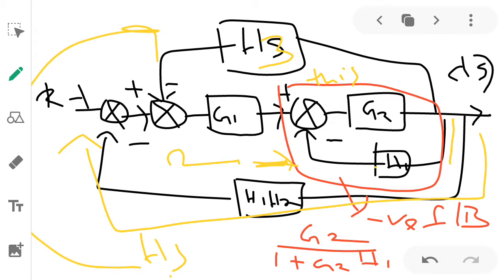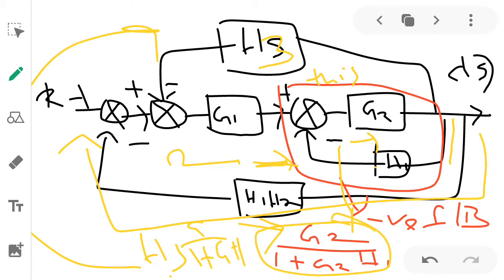Now if you want to reduce this, the first step that you can apply is, you can easily observe there is a negative feedback here. So you know what rule to apply for a negative feedback: G divided by 1 plus GH. So this will be equivalent to G2 divided by 1 plus G2 H1. So this whole thing we are going to replace by this formula, and we are going to redraw it again.